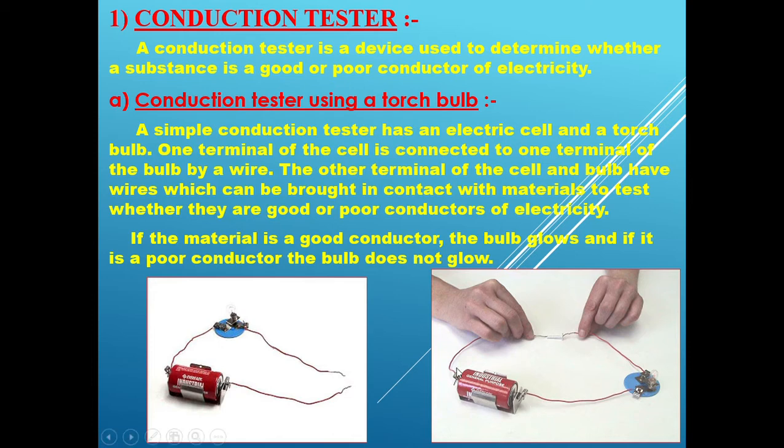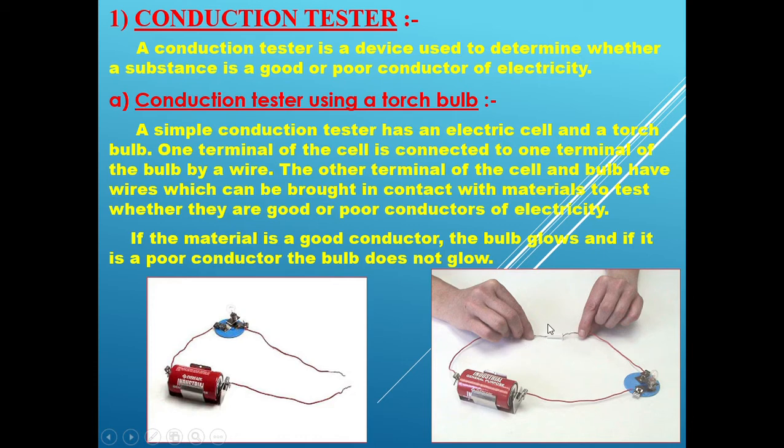So, here you can see this is a cell. The cell is connected to the bulb here, and the other end of the cell via wire is connected to a nail here, and the bulb also is connected to the nail here. And if it appears to be not a metal, isn't it? So if it is a metal, then metal is a good conductor, so the bulb will glow.